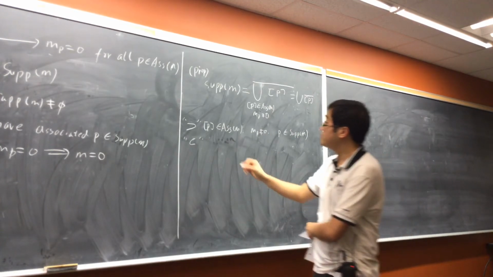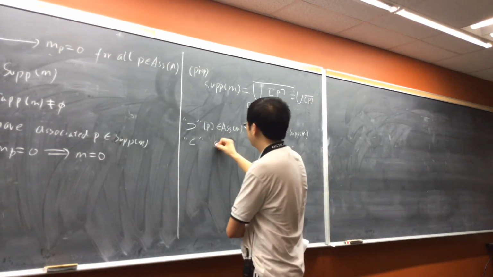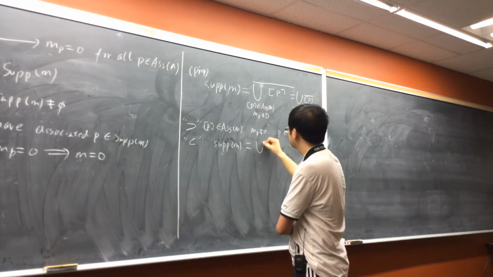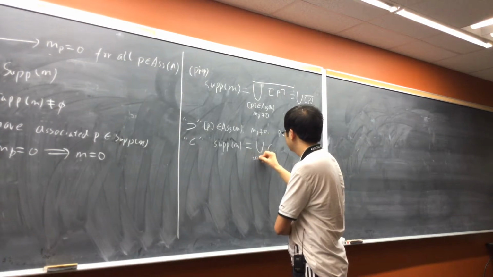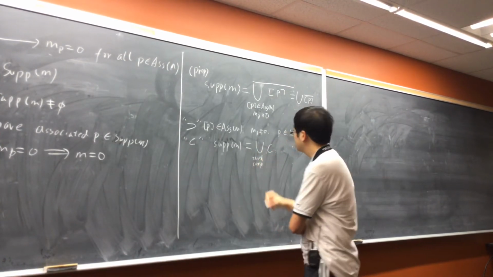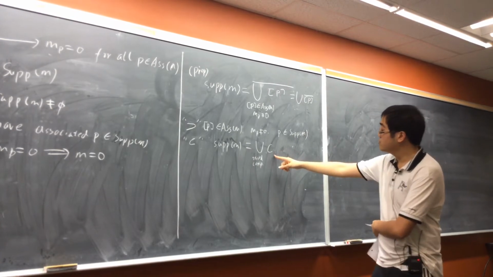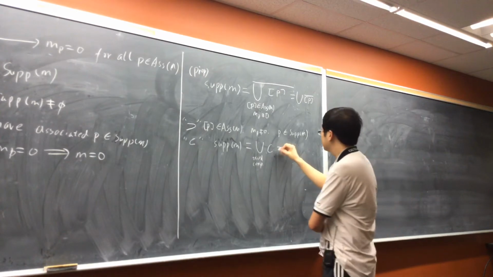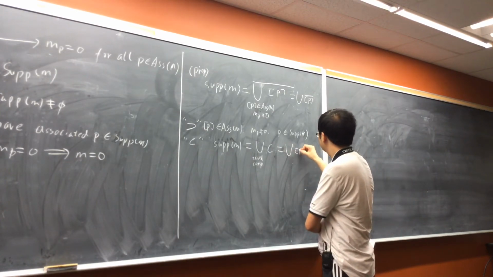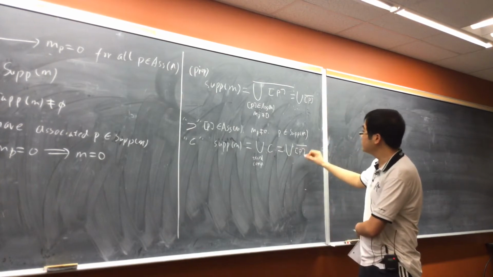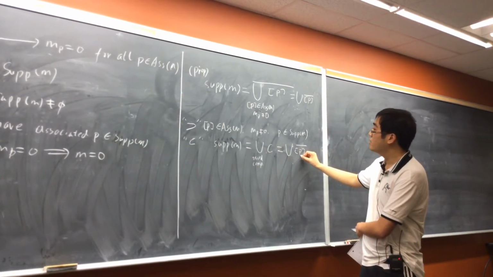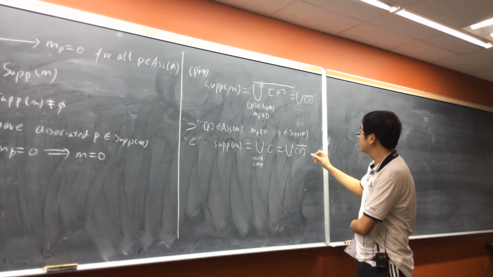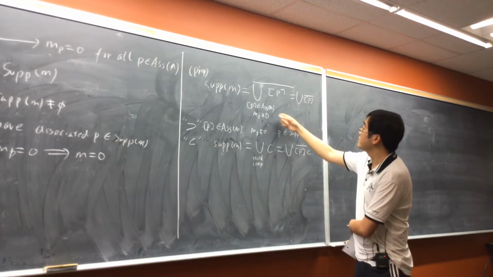On the other hand, we know that the support of M is a closed set that can be written as a union of irreducible components. And each irreducible component is the closure of a generic point, which is an associated point. And those associated points also have non-zero M_P. So we know that this side is in that side. So this union will be in that bigger union.